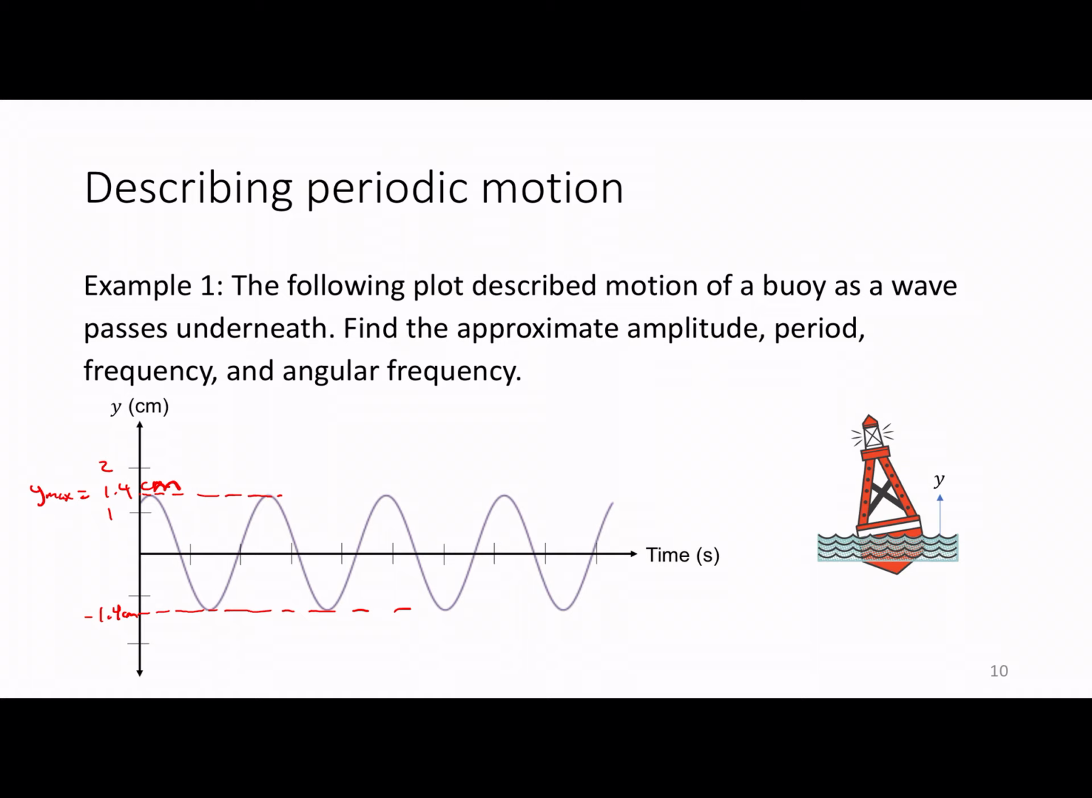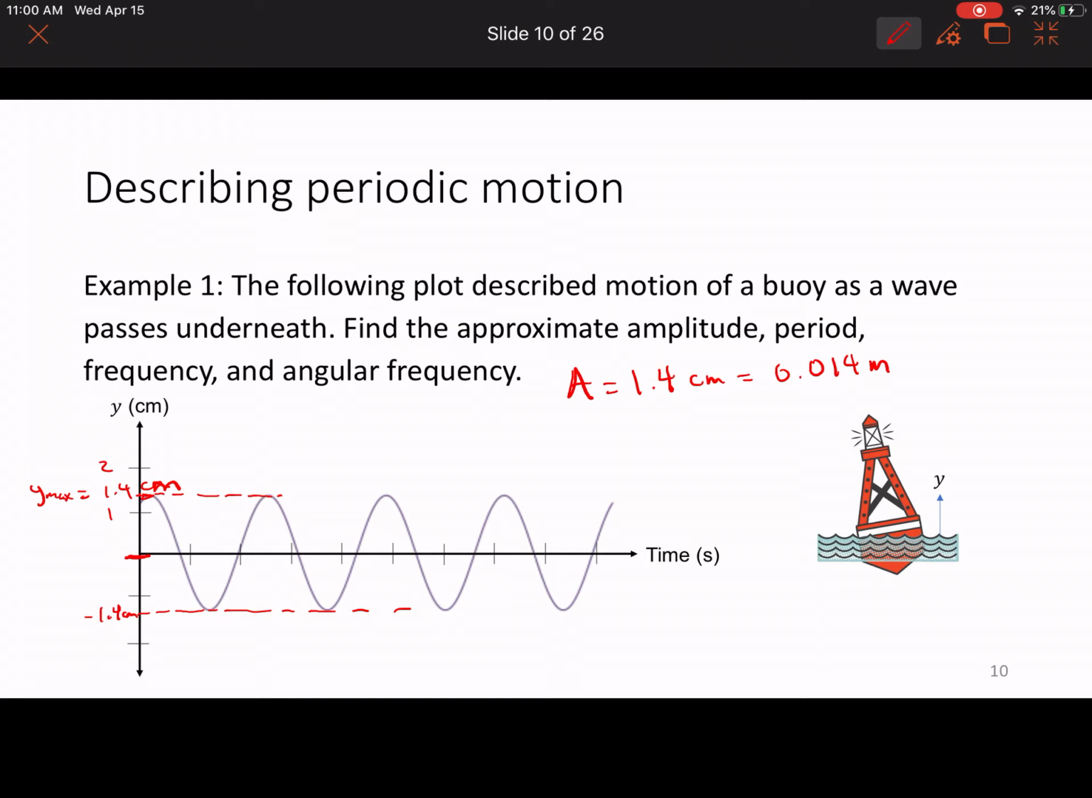I don't even need to go into my next slide. I'm just going to tell you the amplitude is the distance between equilibrium, which is 0, and maximum, which is 1.4 centimeters. The amplitude is 1.4 centimeters, or if you like SI units, 0.014 meters. Okay, so that's the amplitude. Now let's talk about the frequency. So actually, if I give you a drawing like this, the easiest thing is going to be the period, because I'm already telling you about time.